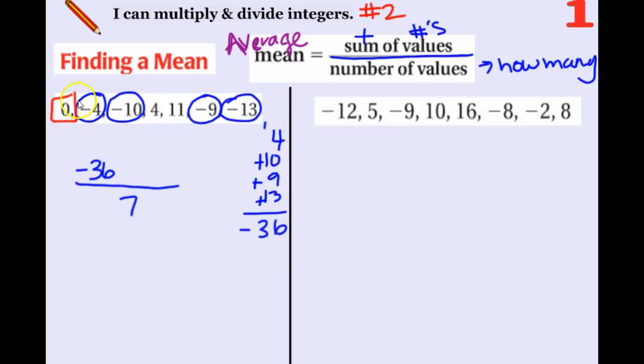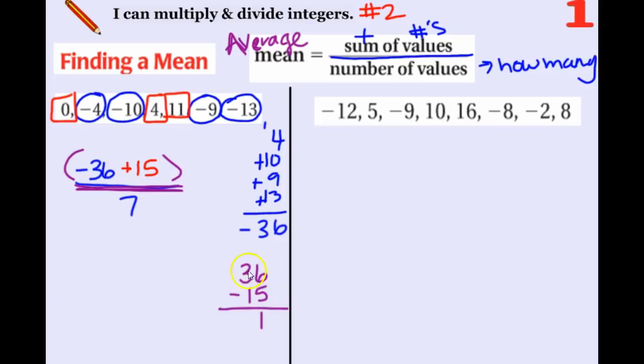And then our positives, 0. 0 is really neither. I just included the positives, but it doesn't matter. So 0 plus 4 is 4. 4 plus 11 is 15. So now we need to simplify. Before we can divide, we really need to simplify this whole top piece. So we have negative and positive, different signs, subtract. So 36 minus 15, just the bigger number minus the smaller number.